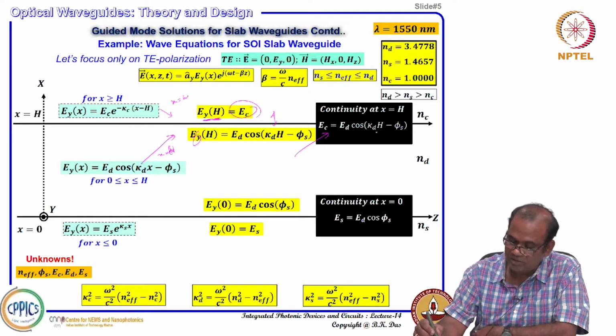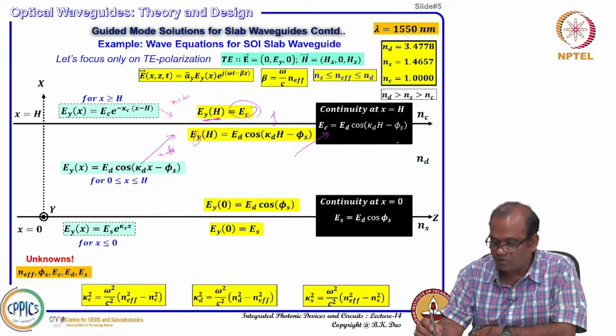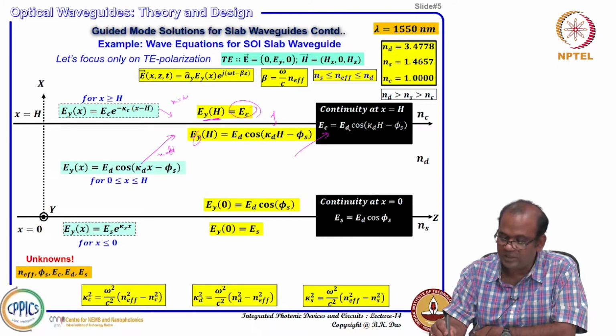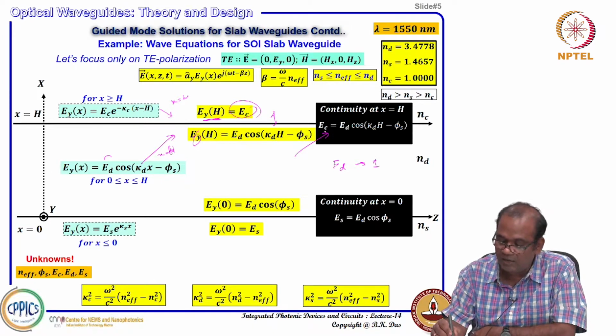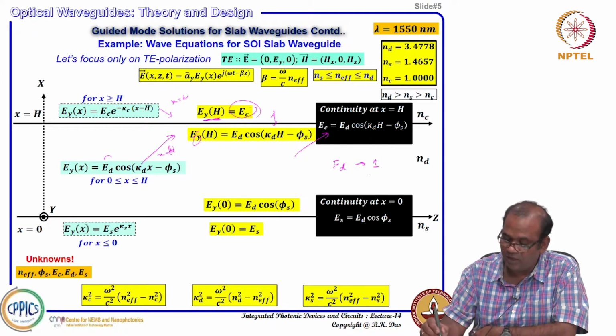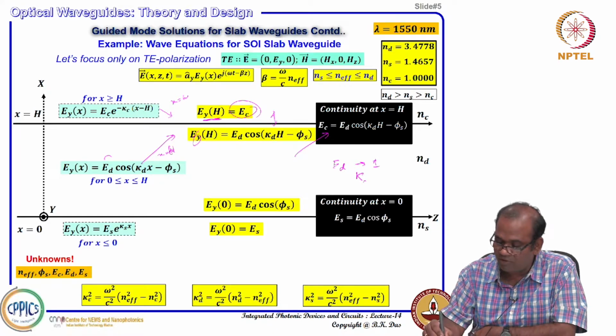So that means this thing helps us to get some relationship between E c and E d here, and here also we can find E s and E d. So suppose I know the value of E d, we can consider E d, maybe normalized to 1, then I can find out E s and I can find out E c, provided I know what is the value of kappa d and what is the value of phi s.